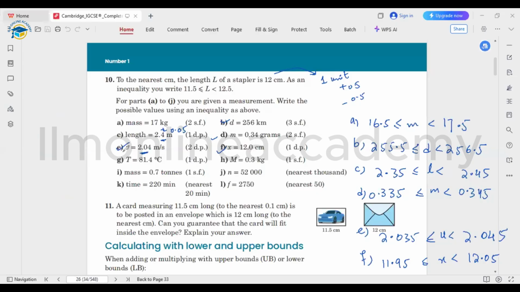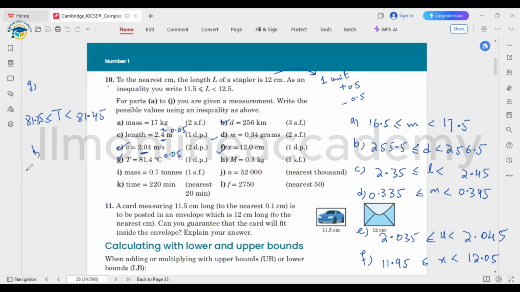So let's move towards the part number G. In part number G, they give us the temperature, and for temperature, we need to check the lower and upper bound, and the number that they gave is basically 81.4, and this is up to one decimal place. So the lower bound will be after subtracting 0.05 from this. So accordingly, we are going to get 81.35. And after adding 0.05, we are getting 81.45. So this is basically lower and upper bound for G part.